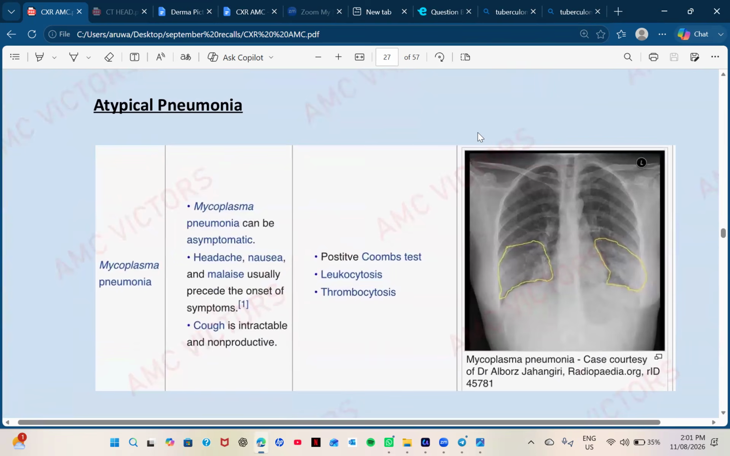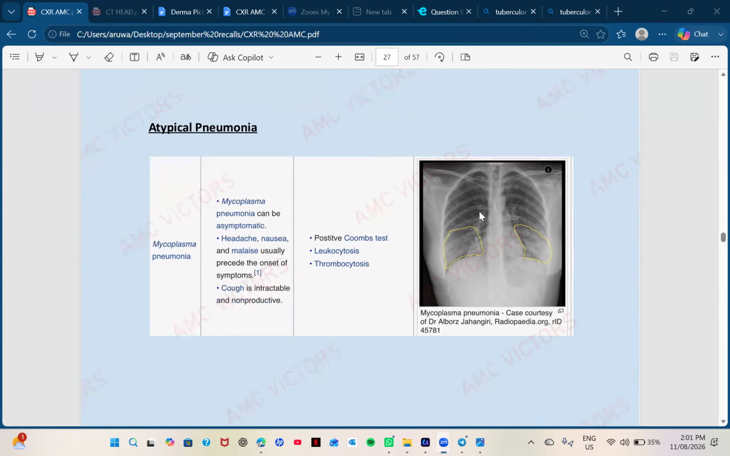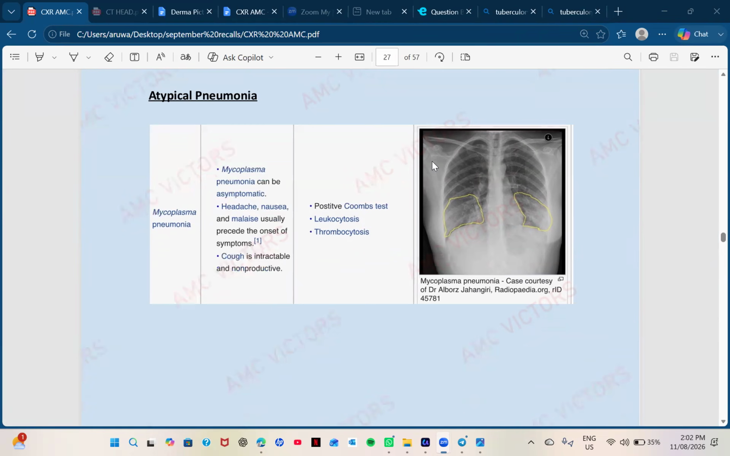pneumonia? You can see the bilateral patchy infiltration, right? Bilateral patchy infiltration. Can you see here? Very important, right? Very important, doctors, this one, okay? Because they have asked in the July exam as well. I'm so sure they will ask in this August exam as well, because previous month recalls are repeated a lot.